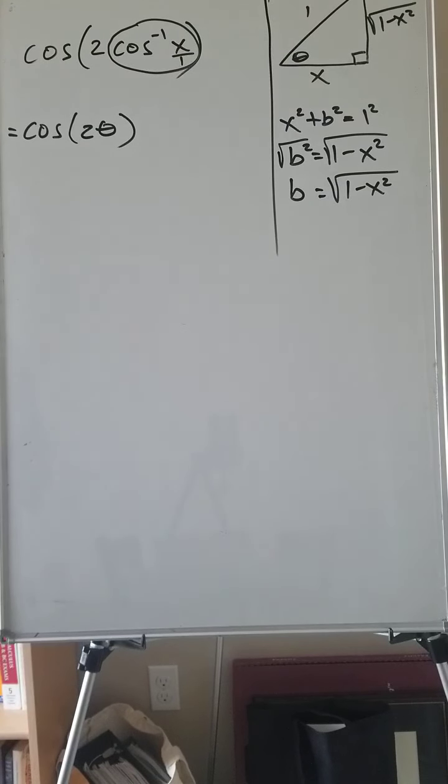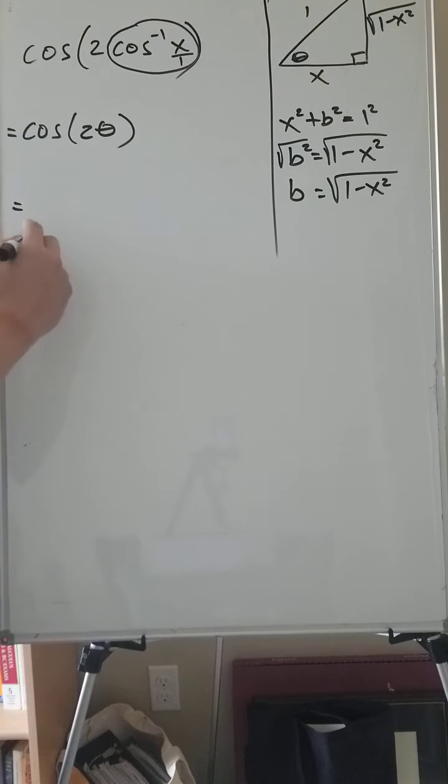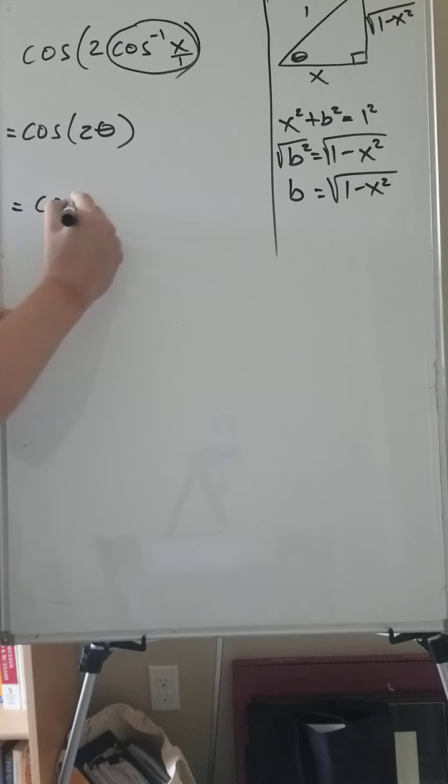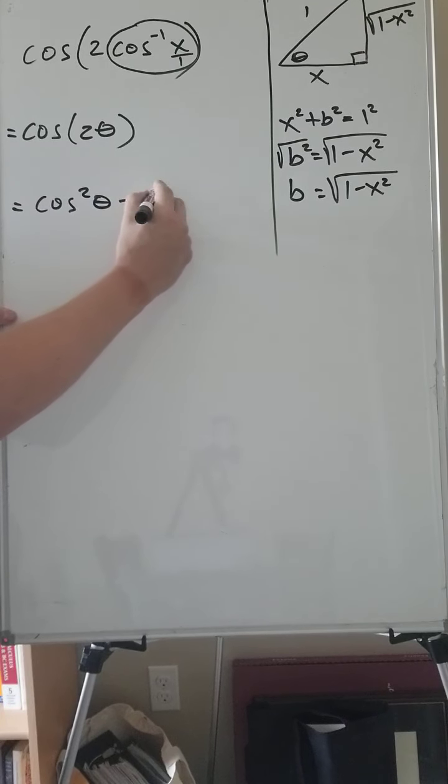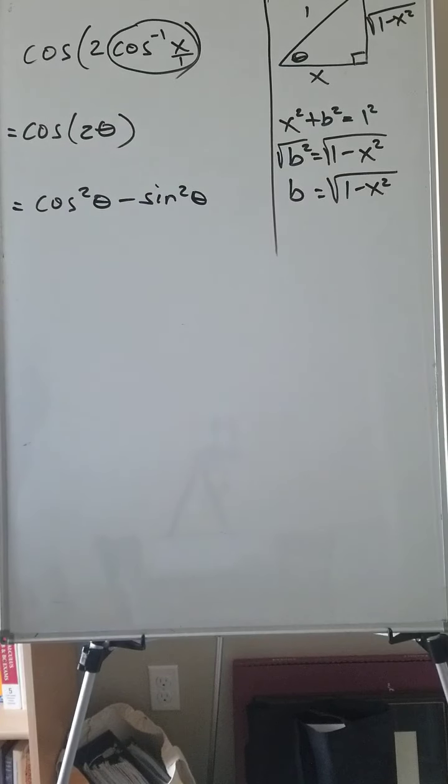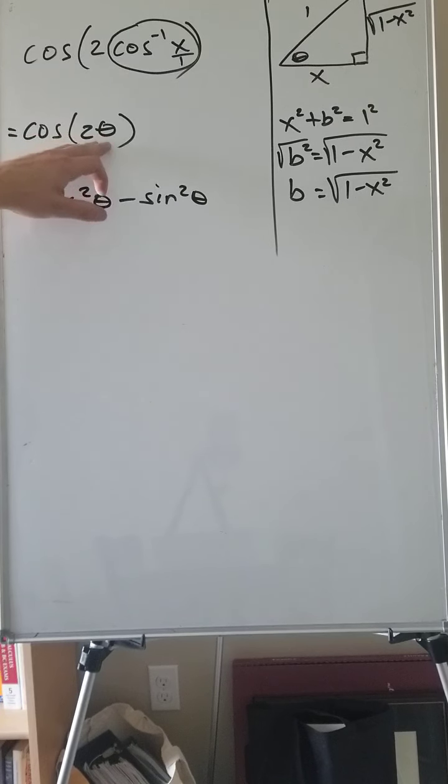Oh, that's a double angle. We have double angle formulas. We have a double angle formula for cosine. If you go back and look in your notes, there's actually 3 forms of it. It doesn't really matter which one you use, but remember, one of the double angle formulas is cosine squared theta minus sine squared theta. Cosine of 2 theta, one of those forms is cosine squared minus sine squared. You could use one of the other 2 forms, it doesn't really matter.